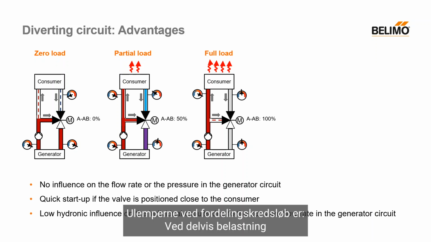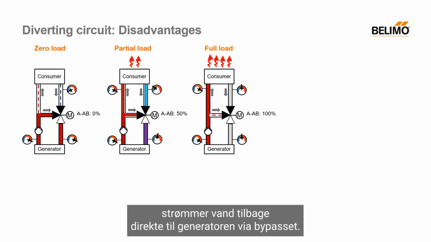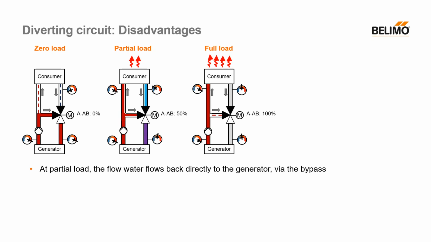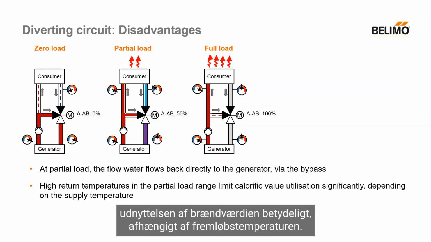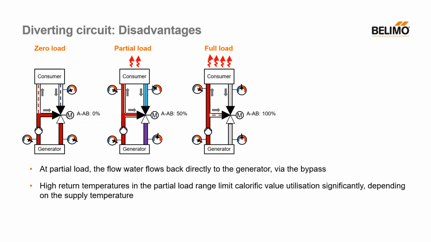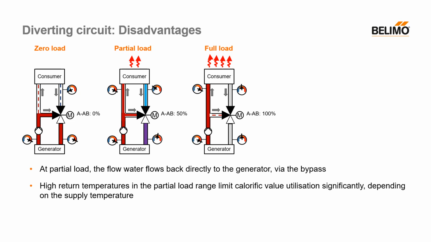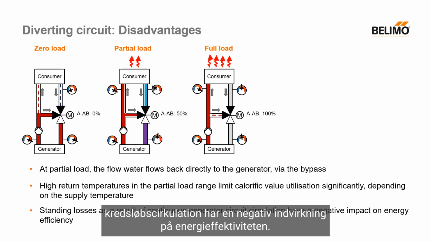Disadvantages of the diverting circuit are at partial load, the flow water flows back directly to the generator, via the bypass. The high return temperatures in the partial load range limit calorific value utilization significantly, depending on the supply temperature. This is not permitted in the case of district heating. Standing losses as a result of continuous generator circuit circulation have a negative impact on energy efficiency.